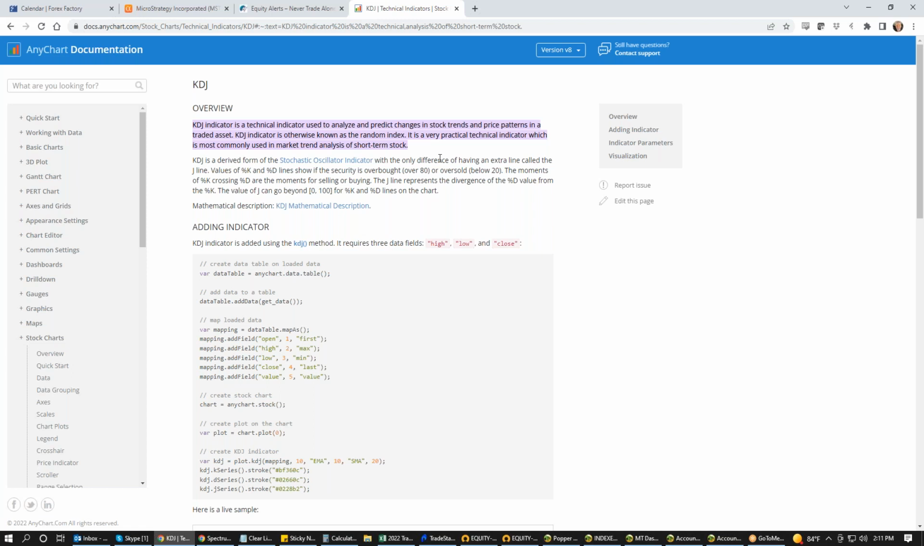Values of K and D lines show if the security is overbought over 80 or oversold below 20. The moments of the K crossing D are the moments for selling or buying. The J line represents the divergence of the D value from the K. The value of J can go beyond 0 to 100 for K and D lines on the chart.